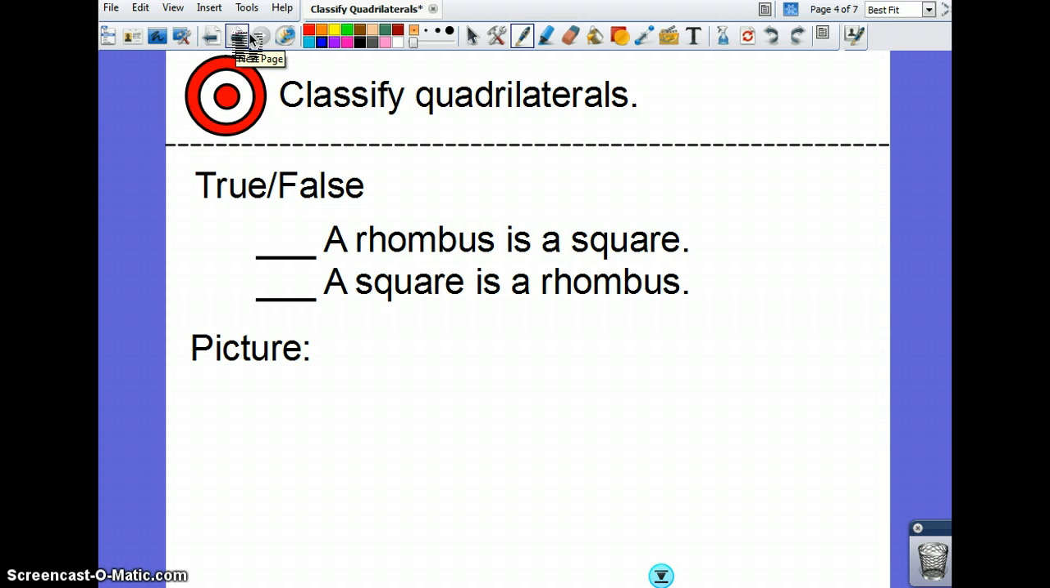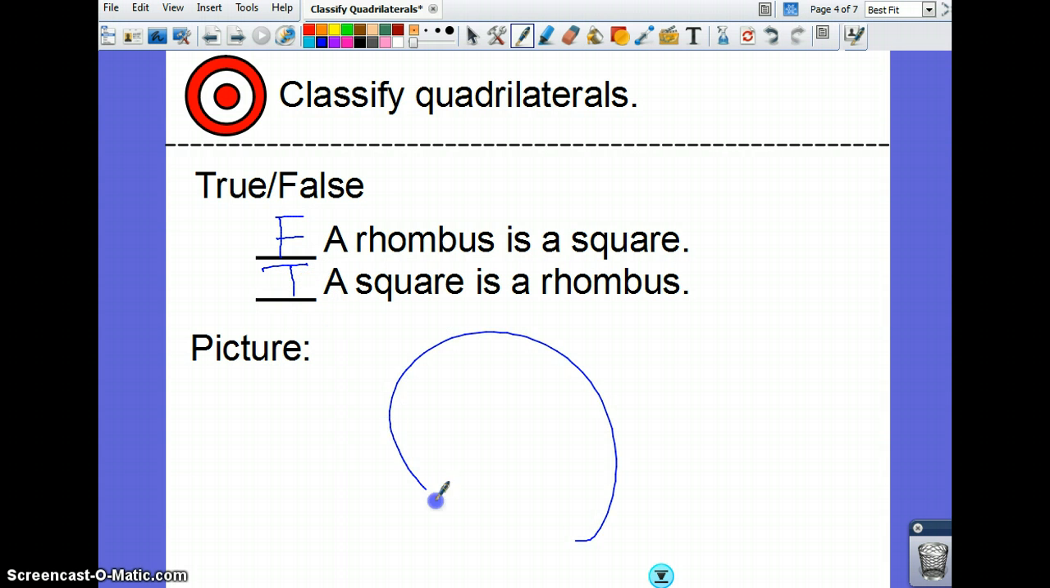So, true or false? A square is a rhombus. Let's think about the definition of a rhombus: four congruent sides. Definition of a square: four congruent sides and four right angles. Not every rhombus has to have those four right angles, so a rhombus is not necessarily going to satisfy the definition of a square. However, the square has four right angles and four congruent sides, and a rhombus just has to have four congruent sides. So the square satisfies the definition of a rhombus. That is true. So basically, not all rhombi are squares. All squares, though, are rhombi.